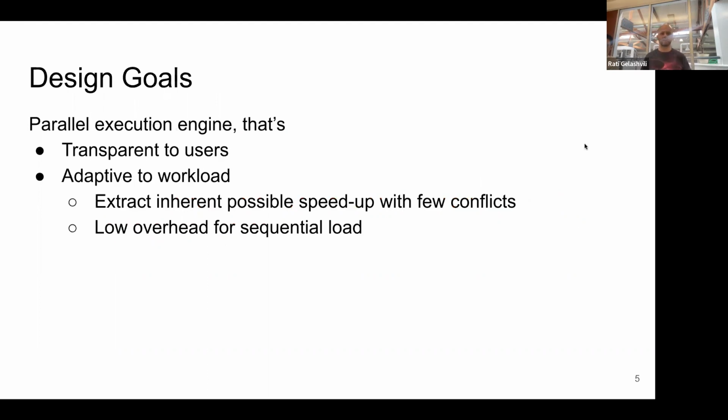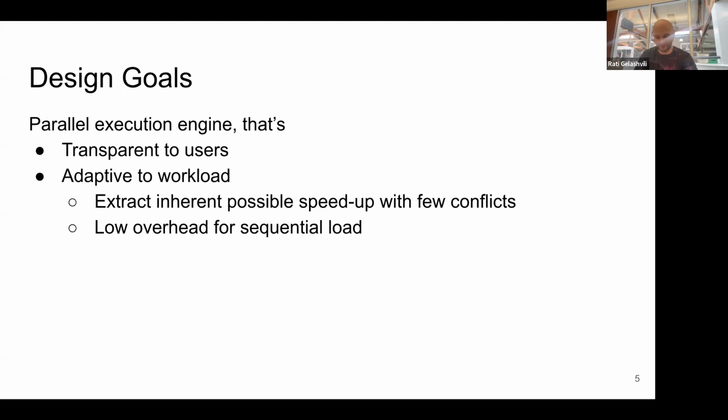So what are our design goals? Motivated by this, we wanted to build a parallel execution engine that would be transparent to the users. From the user perspective, you would do exactly the same thing, regardless of whether we were running this load sequentially or in parallel, but we would want to exploit the parallelism. We also want our system to be adaptive to the workload. What we mean by this is that the workload itself dictates how much inherent parallelism is there to even make use of.